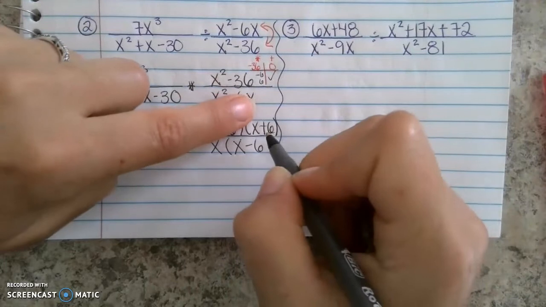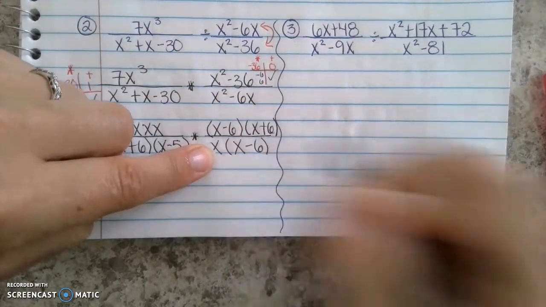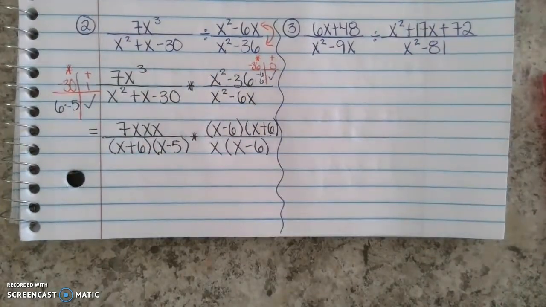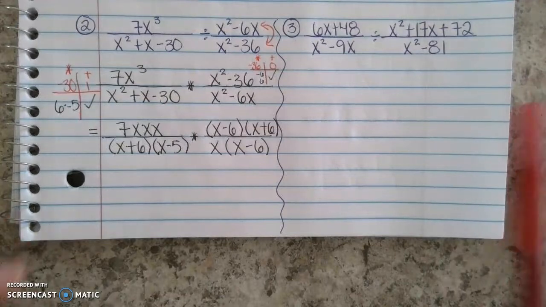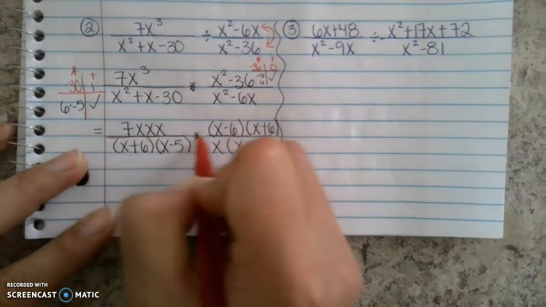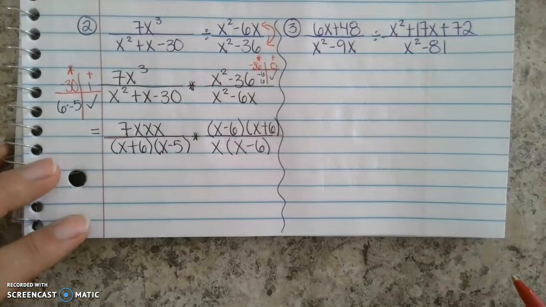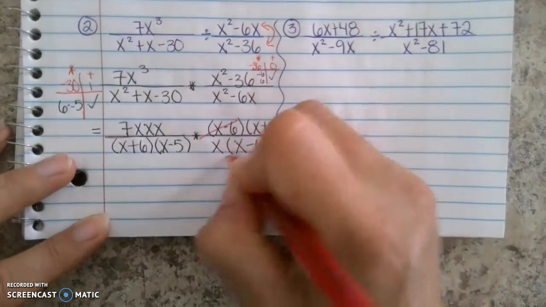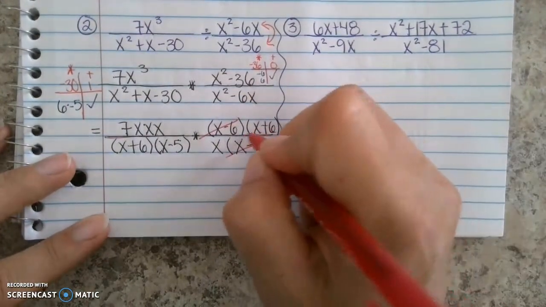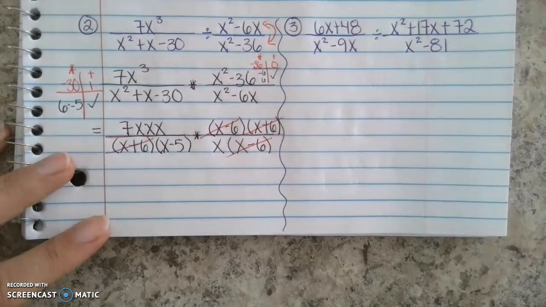Minus 6, and then that 1 x there went out on the outside. All right, remember this is all 1, so I can go ahead and cancel here. X minus 6's can cancel. X plus 6's can cancel.